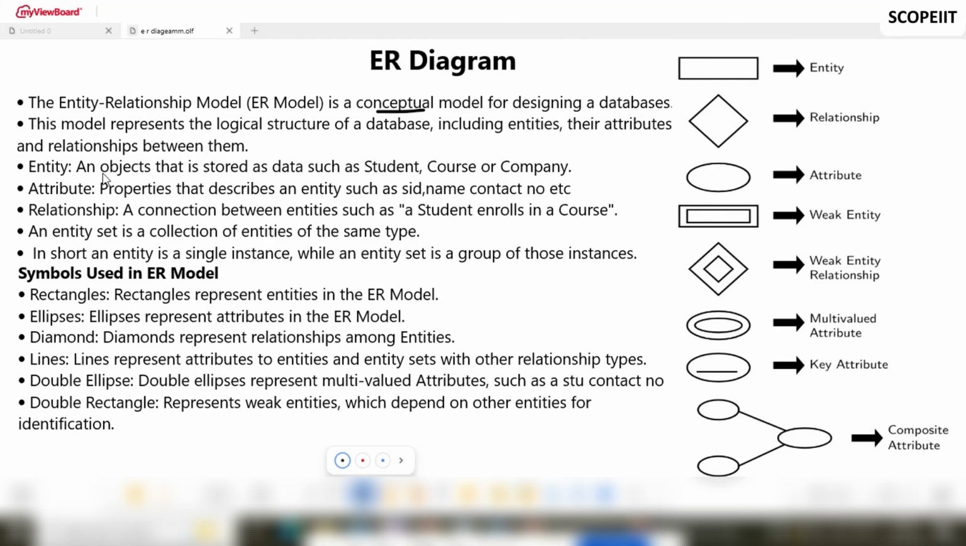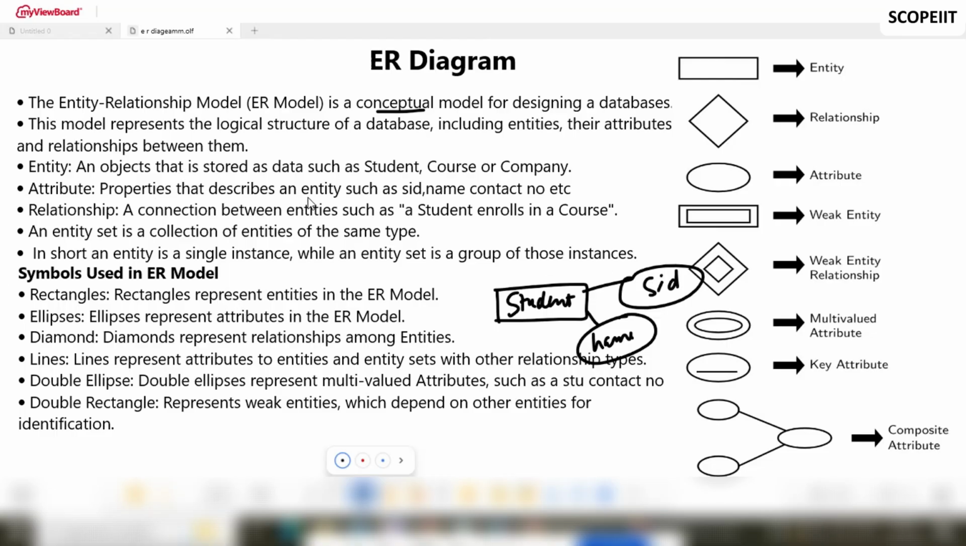Now what do you mean by entity? Entity means an object that is stored as data, such as student, course, or company. That is nothing but an entity. And attribute, what do you mean by attribute? Attribute means the property that describes an entity, such as student ID, name. For example, my entity over here is student. So student can have attributes as student ID, student name, student gender, student contact number, student date of birth. All of that is known as attributes.